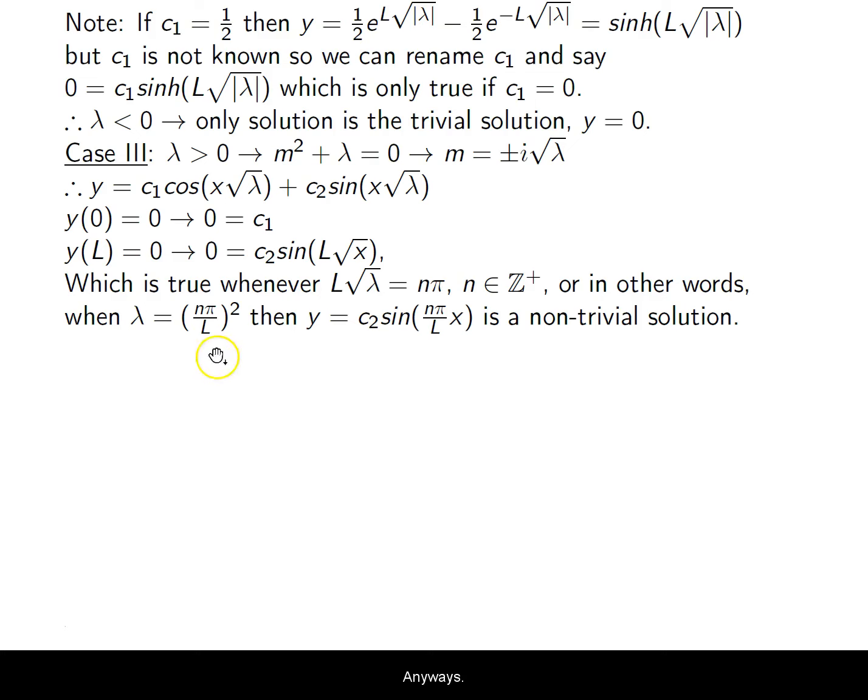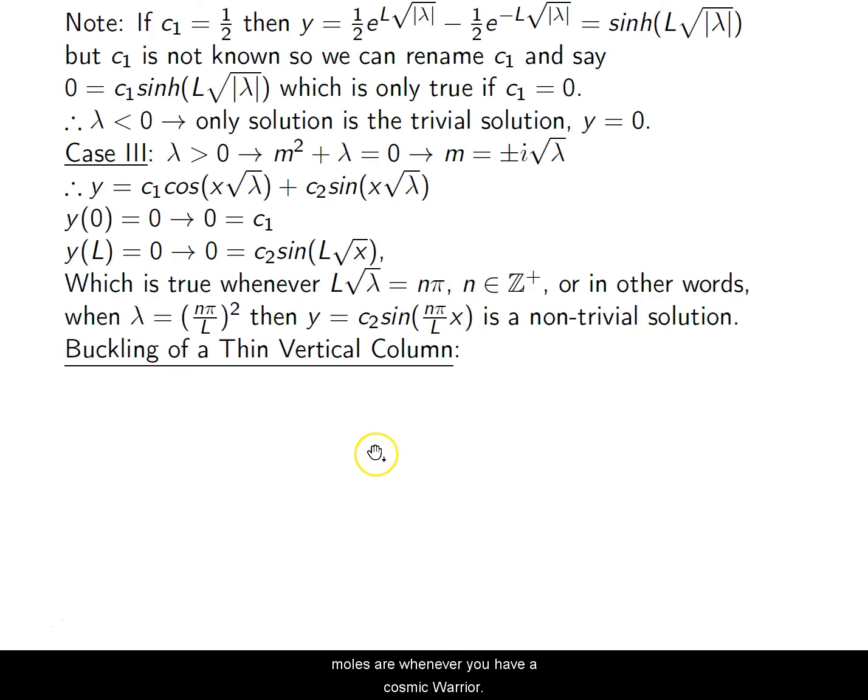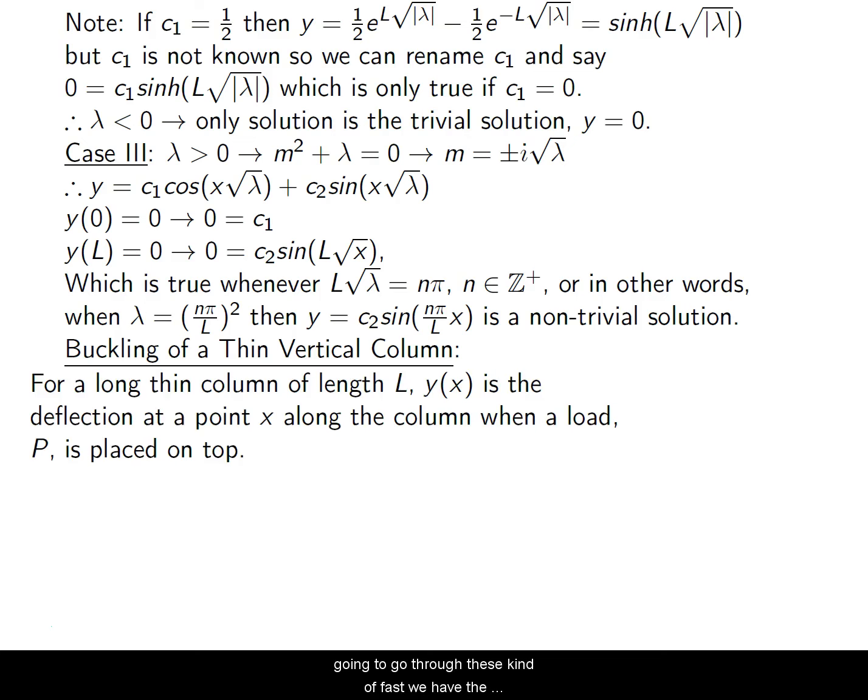Okay, so anyways, again, notice that n can take on an infinite number of values, so these come in what we call modes. The solutions show up in modes, and those modes are whenever you have a constant multiple here. So let's look at how this is applied to some applications. We have two examples. We're going to go through these kind of fast.